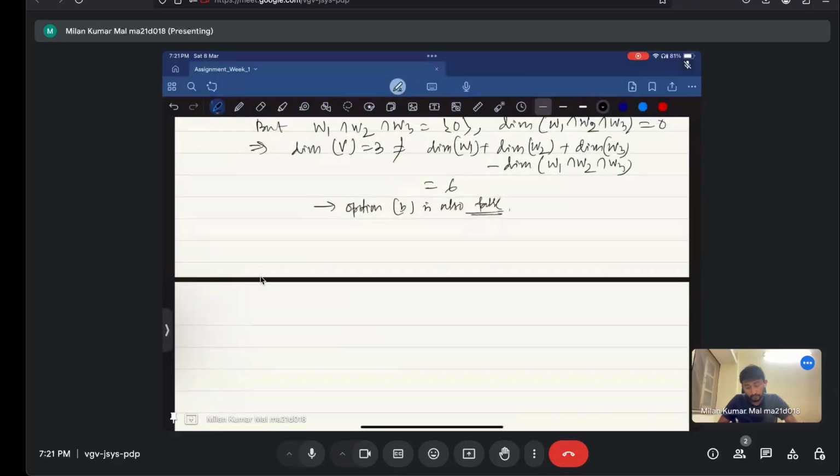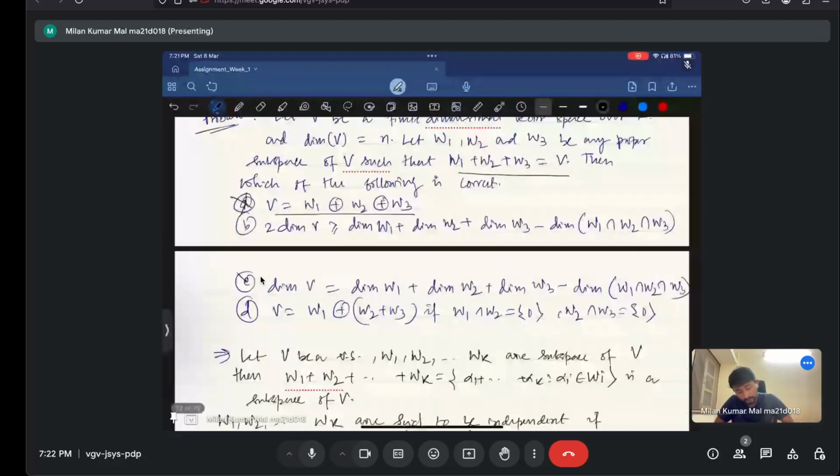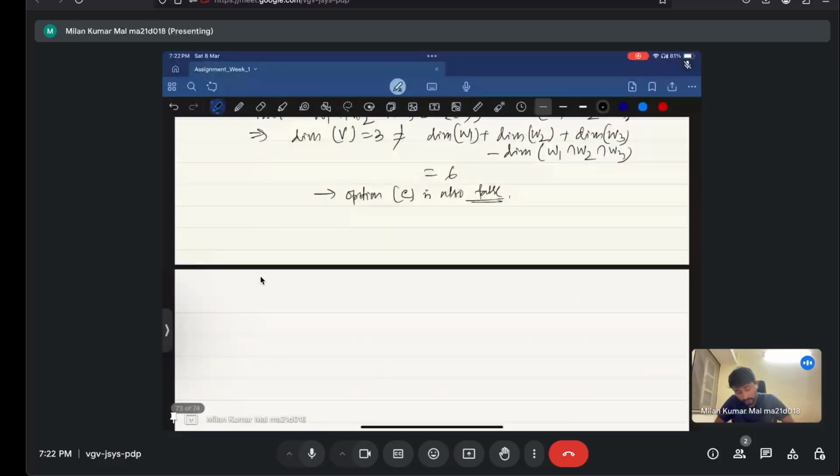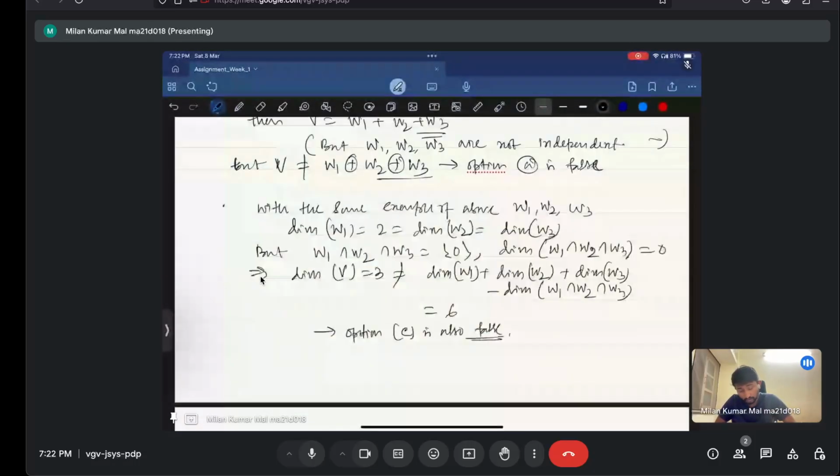Okay. So option C is also false, not B. This is option C. Option B I'm not getting right now. So I'll go to option C.